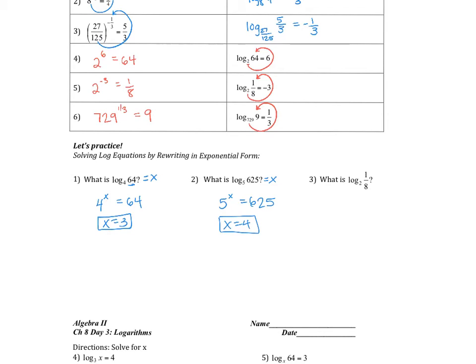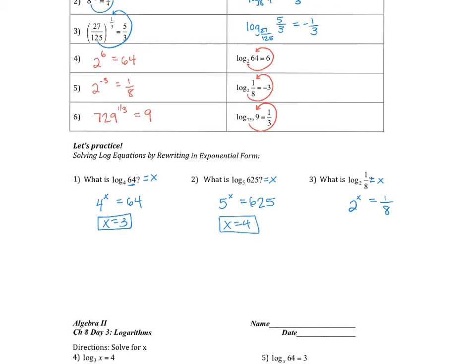Okay, this one's a little bit trickier. So we have here the log base 2 of 1/8. What does that equal to? So we can just rewrite it as this equals x, and I'm trying to figure out what x is, or my exponent. So 2 to what power is 1/8. Okay, so now we have, instead of a log expression, an exponential equation here.